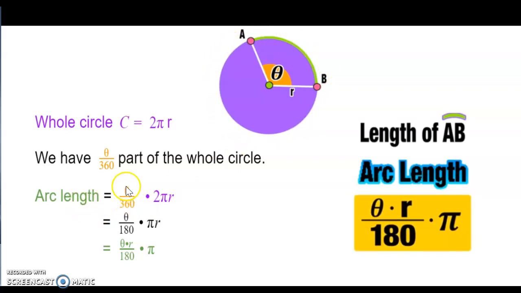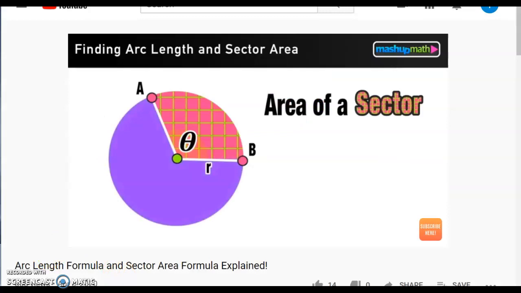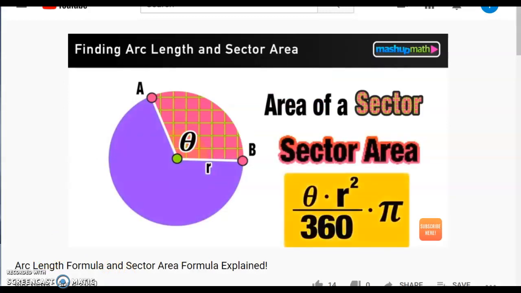So the arc length is going to be that portion we have, theta over 360 degree, multiplied by 2 pi r, which is the whole circle circumference. And then 2 and 360 here, they simplify to be just 180 as a denominator. And then bringing r to the top, that's theta times r divided by 180 times pi is the arc length formula. Sector. Again, if I know the measure of the central angle within that sector and the length of the radius, I can use the sector area formula to find this area.